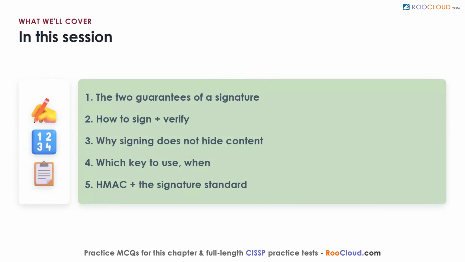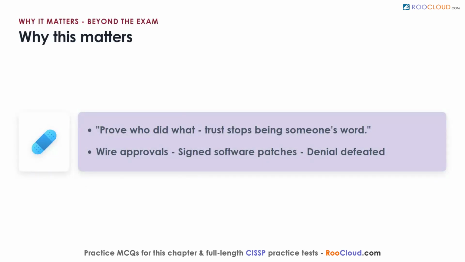We'll answer several questions. What two guarantees does a digital signature give you? How do you actually sign and verify a message? Why does signing alone not keep a message secret? Which key do you reach for in each situation? And what shortcuts and standards should you know? Why does this matter beyond the exam?